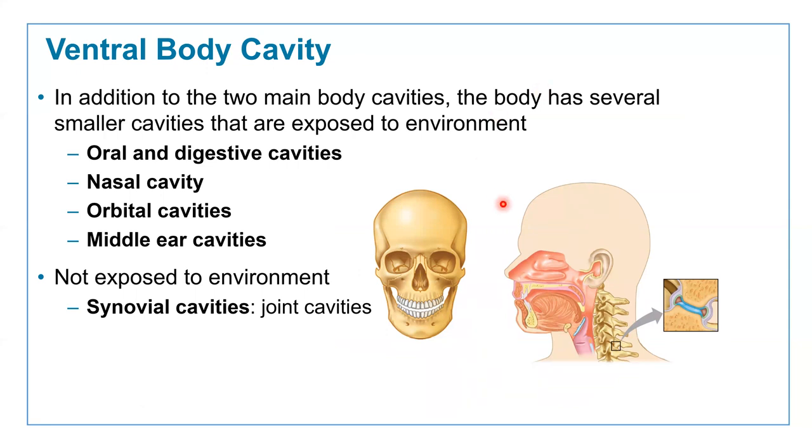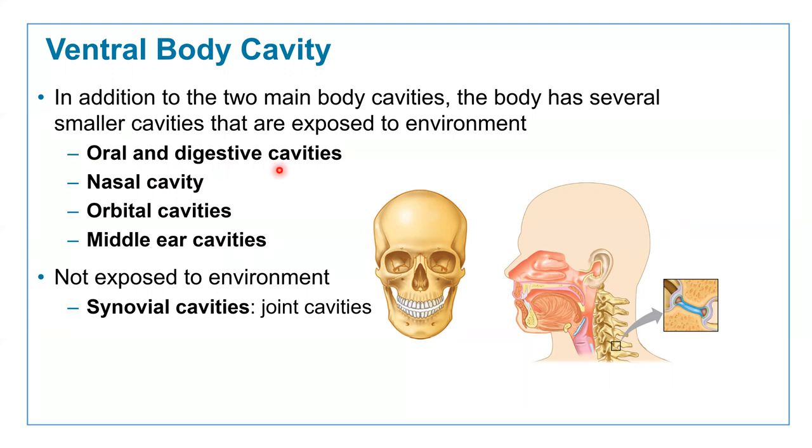So we talked about closed ventral body cavities, right? Remember thoracic and abdominal pelvic. We talked about dorsal closed body cavities, cranial and vertebral. Now, here are some other cavities. Many of them are open body cavities. Those are open body cavities, oral and digestive. Yeah, you can be surprised. Your digestive cavity is an open body cavity because it actually has two openings. It has your mouth, that's one opening, and your anus, that's another opening.